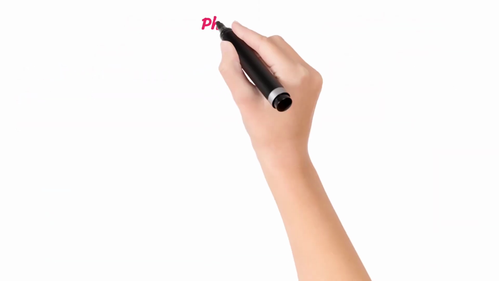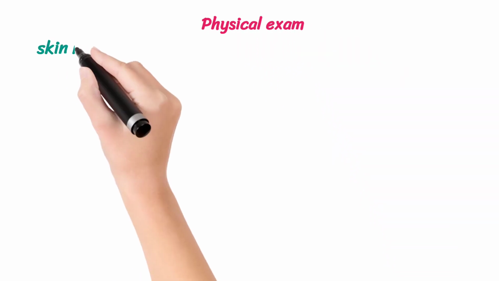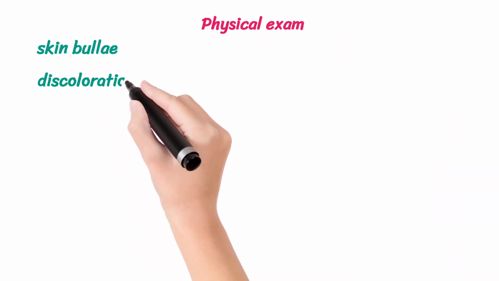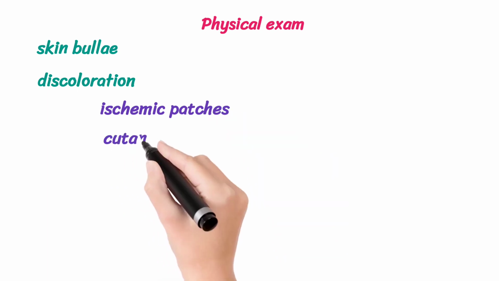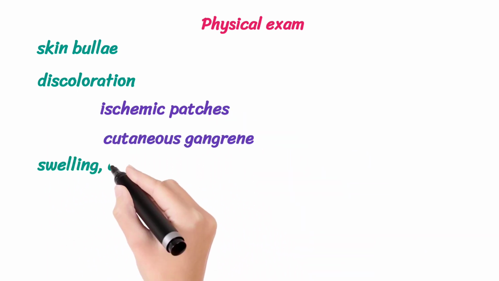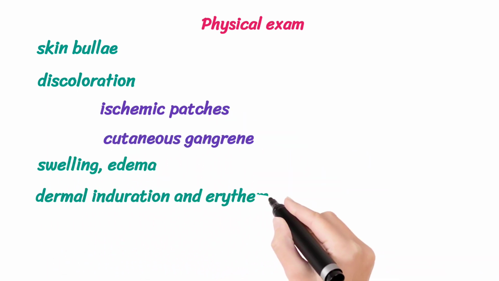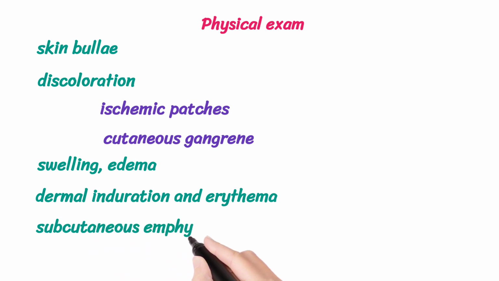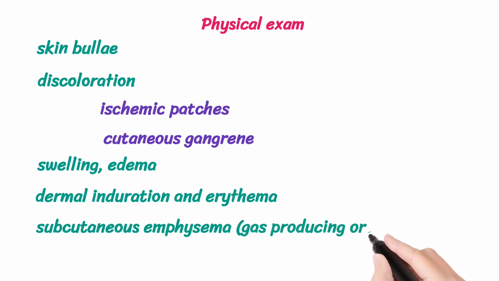On physical examination, obviously, you'll see skin bullae and discoloration, which could be ischemic patches or cutaneous gangrene. As you said before, you could have swelling, edema, thermal induration, and erythema, and subcutaneous emphysema due to gas-producing organisms such as Clostridium perfringens.